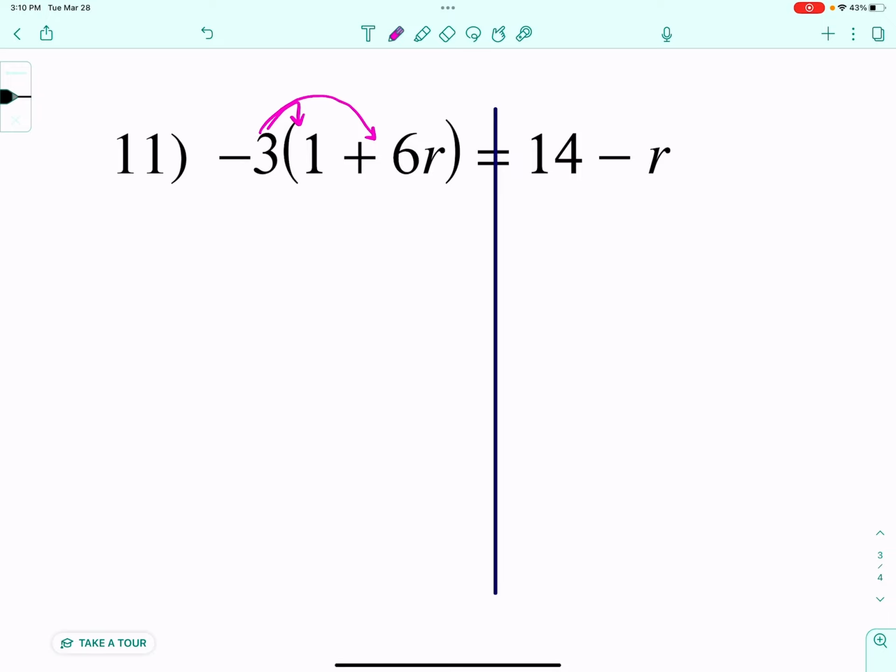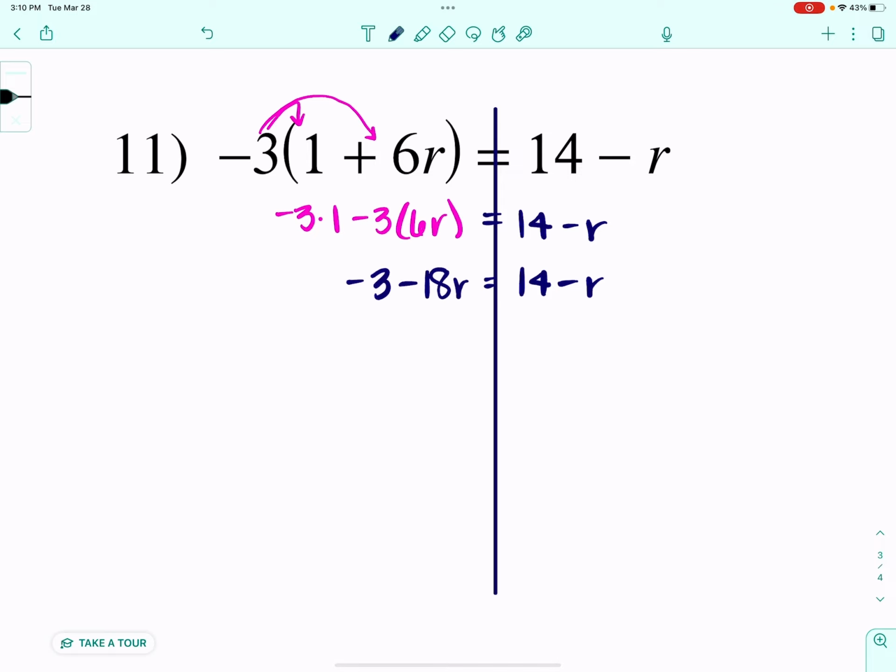So I'm going to distribute my 3. I'll have a negative 3 times 1 and negative 3 times 6r. There's nothing for me to do on the right, so I'm going to bring it down just like it is. Now on the left, I get a negative 3 minus 18r.